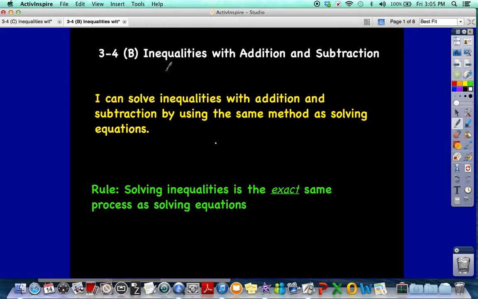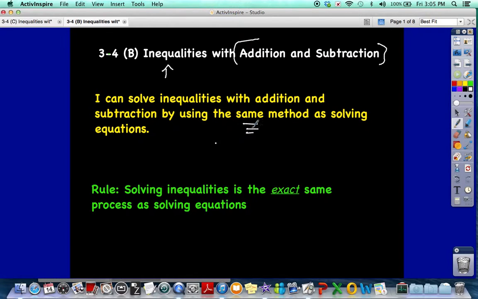This is titled Inequalities with Addition and Subtraction. This is just like the last lesson we did where we looked at inequalities, but we're adding this addition and subtraction component. And you can see that in your I can statement: I can solve inequalities with addition and subtraction by using the same method as solving equations.